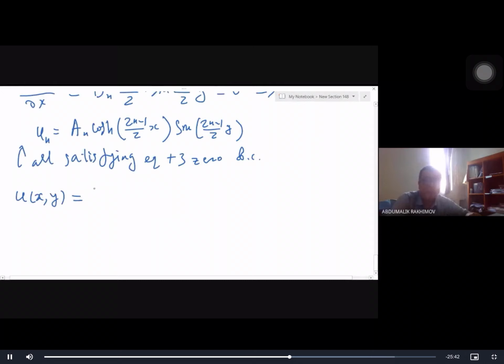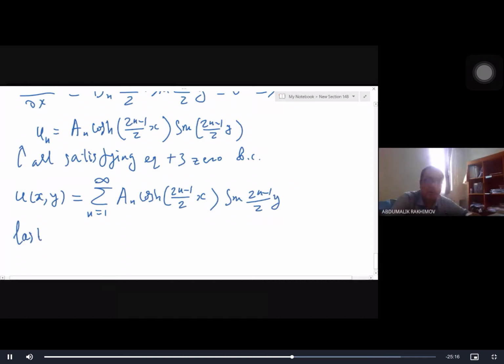u equals the sum n from 1 to infinity of a_n cosine hyperbolic ((2n minus 1) over 2 x) sine ((2n minus 1) over 2 y). So then we use the last boundary condition.